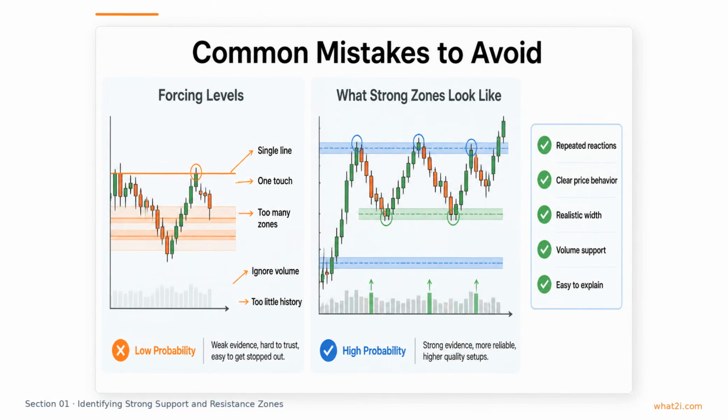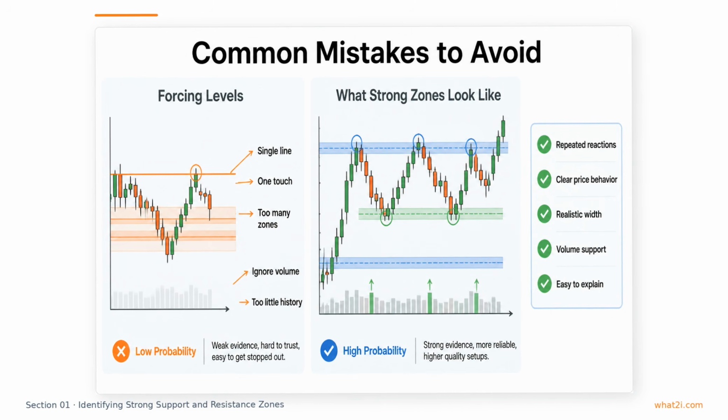Most mistakes with support and resistance come from forcing levels instead of observing them. One common error is drawing a single exact price when the market is really reacting across a band. Another is treating one touch as proof, even though a single reaction may be random. Traders also weaken their analysis when they ignore volume or use too little price history. Cluttering the chart with too many zones creates another problem because then nothing stands out. The best levels are usually the obvious ones, supported by repeated reactions, realistic width, and enough history to matter.